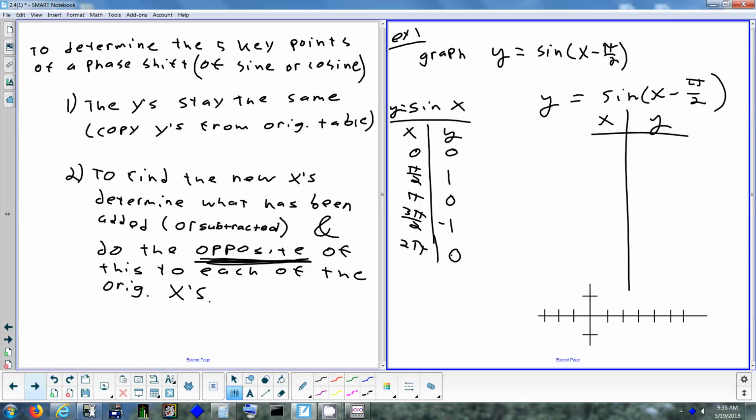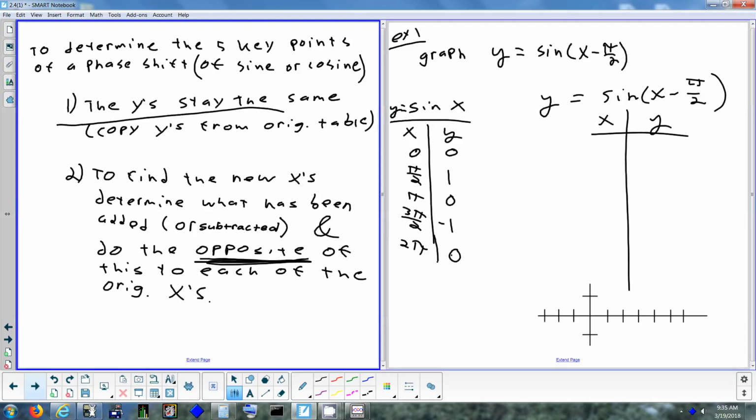Sam, what's going to stay the same because this is a phase shift? What doesn't change? The first point. No, the first point is going to change. Remember, it's going to move, right? And if one point moves, they all move together. So for a phase shift, what stays the same? The wave. The Y's. The Y's, yes. The Y's stay the same.